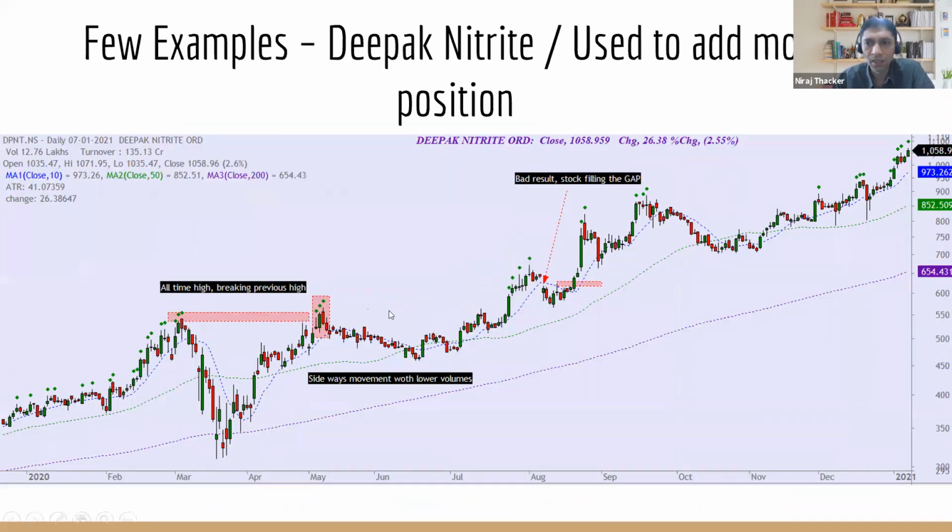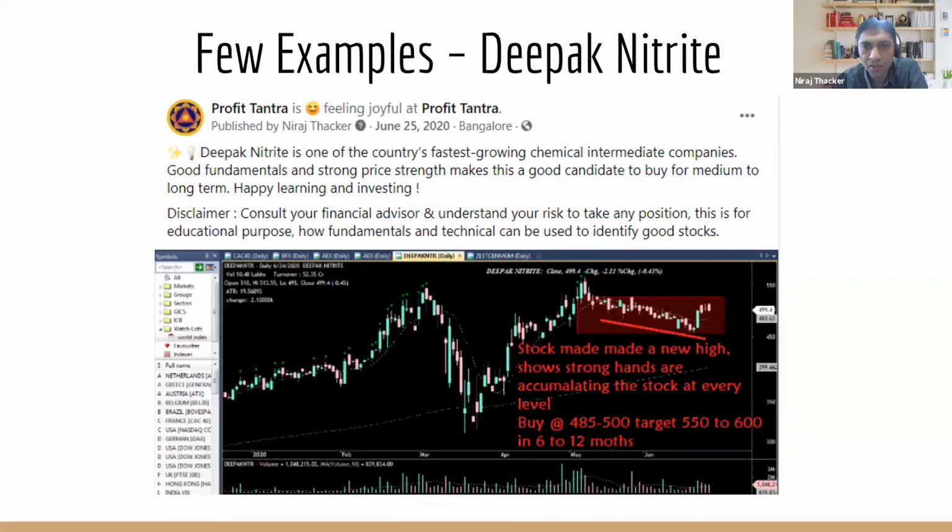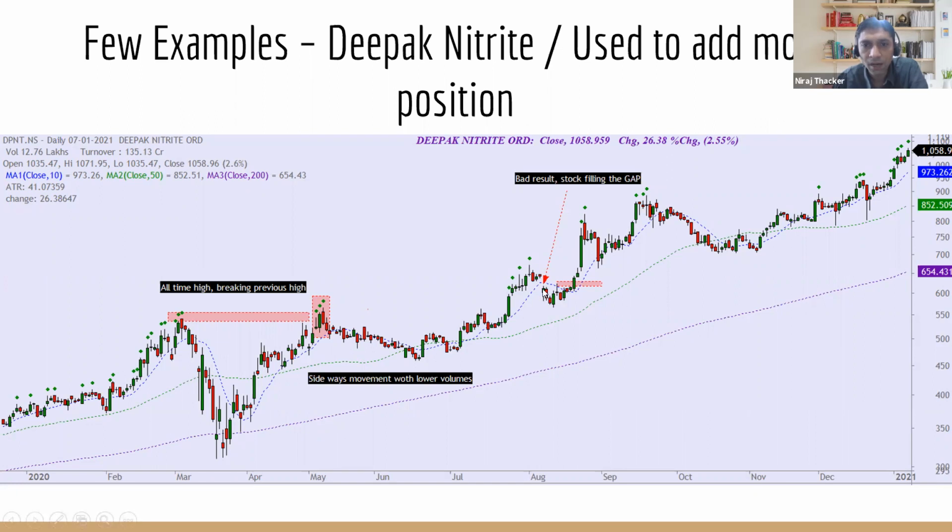We recommended at around 500 rupees, 499 we recommended. And then after recommendation, you can see there is a gap down at around 654 level. After the results came, there was a gap down. And after 1, 2, 3, 4, 5, 6, 7, 8, 9, 10 days, it filled the gap.